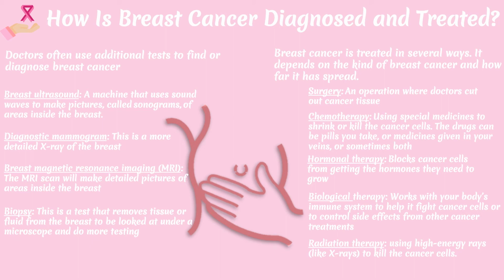Breast cancer is treated in several ways. It depends on the kind of breast cancer and how far it has spread. It may require surgery, an operation where doctors cut out cancer tissue. Chemotherapy, using special medications to shrink or kill the cancer cells. The drugs can be pills you take or medications given in your veins or sometimes both. Hormonal therapy blocks cancer cells from getting the hormones they need to grow. Biological therapy works with your body's immune system to help it fight cancer cells or to control side effects from other cancer treatments. Radiation therapy, using high-energy rays like X-rays to kill the cancer cells.